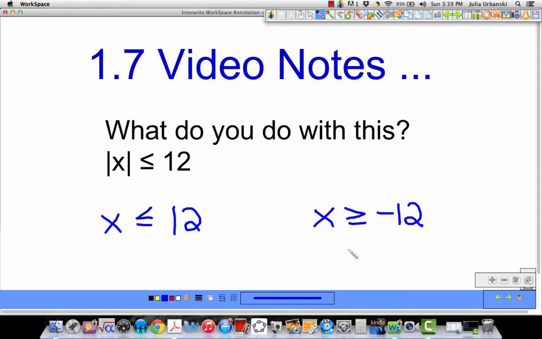The last thing you're going to need to know for this lesson is if this becomes an or statement or an and statement. So here's the rule. When it's less than, you're going to make it and. And so you would graph this and you would see how it ends up looking.